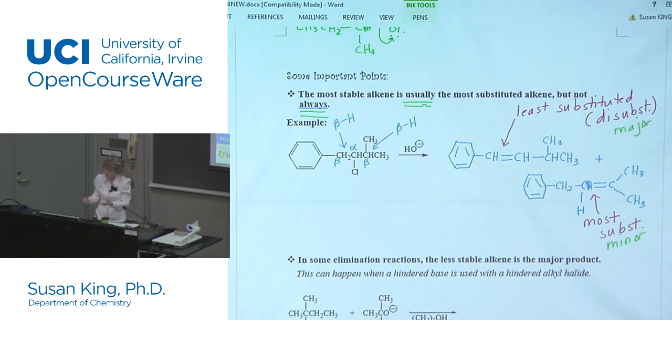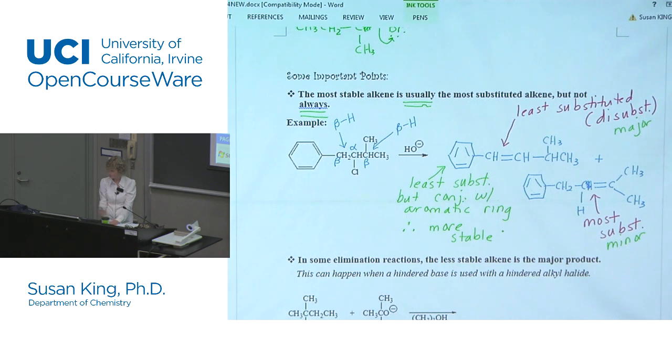And what that means is that we can actually draw resonance structures. That makes the compound more stable. So this one is the major. It's the least substituted, but conjugated with the aromatic ring. When things are conjugated, they're more stable. So therefore, it's more stable. I'm not going to do it here, but you can imagine that we can move these double bonds around here. We can draw a bunch of resonance structures because of the location of that double bond.